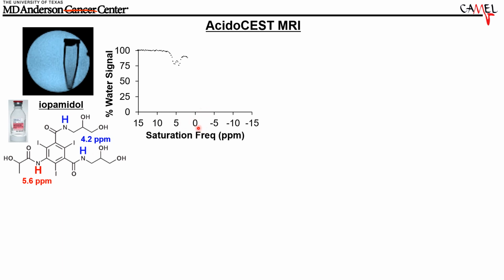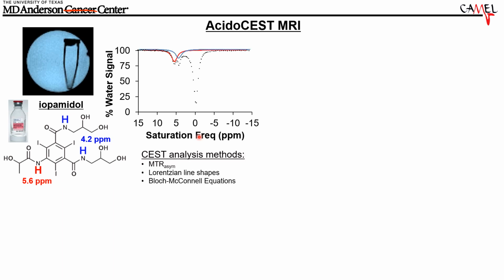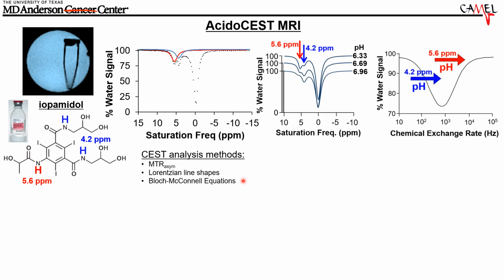When we selectively saturate at 0 ppm, the entire system goes dark as expected, and then we like to collect a symmetrical spectrum so that we can perform CEST analyses more easily. We prefer the Bloch-McConnell equations for fitting CEST spectra.